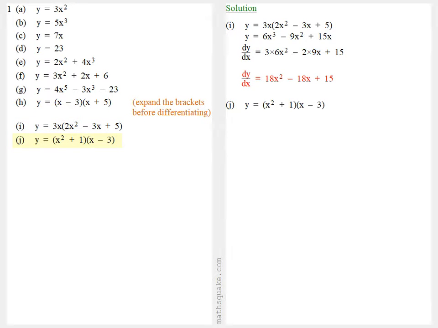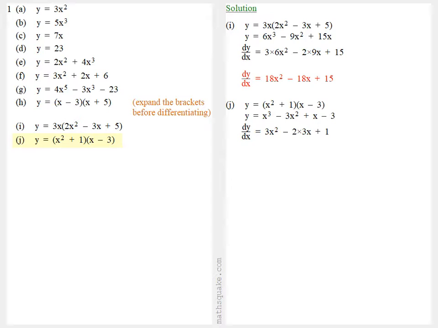Now in question J, we have y equals x squared plus 1 times x minus 3. The first thing we must do is get rid of the brackets. So y equals, now the first term is x squared times x, which is x cubed. The outer pair is minus 3x squared. The inner pair is plus 1x. And the last pair is minus 3.